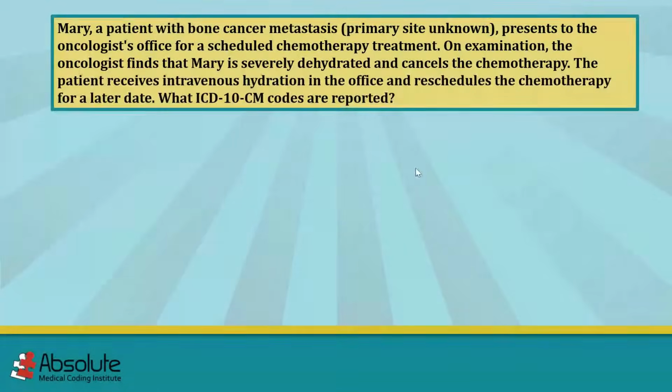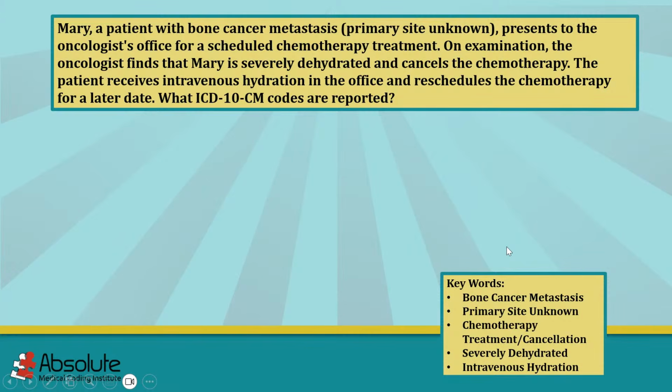Okay, so again, we are going to be using the same scenario. I won't read over the whole thing again, but our keywords that we are taking out of this are going to be our bone cancer metastasis, the primary site being unknown, our chemotherapy treatment and cancellation, severely dehydrated, and our intravenous hydration. So, like I said, we're going to be using two guidelines for this one.